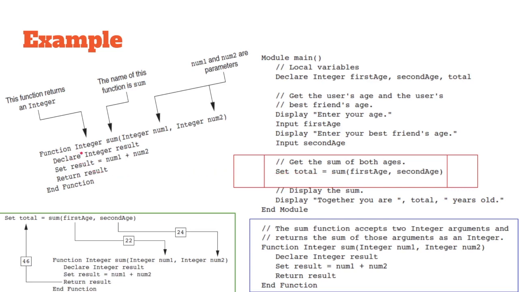So I've got function integer. This little part tells us what the return type is. Here's the function name, and obviously the parameter list that comes through. I do the work that I need to do, and I return the result.